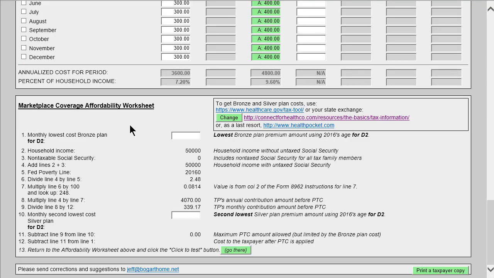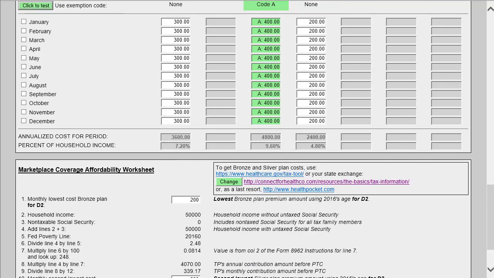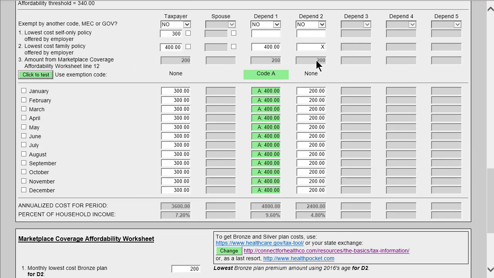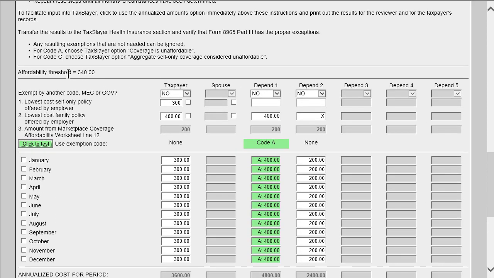So we would find out what the cost for the bronze plan for that person would be. And let's say it was $200. And what the second lowest cost silver plan would be for that person. Let's say it's $300. And then we can return to the worksheet above and click the test button, and we can do that just by clicking this one. That takes us back up here and essentially clicks that button. It fills in the amount of $200, and that turns out to be below the threshold, and therefore it's affordable. So no code exemption for this particular individual.